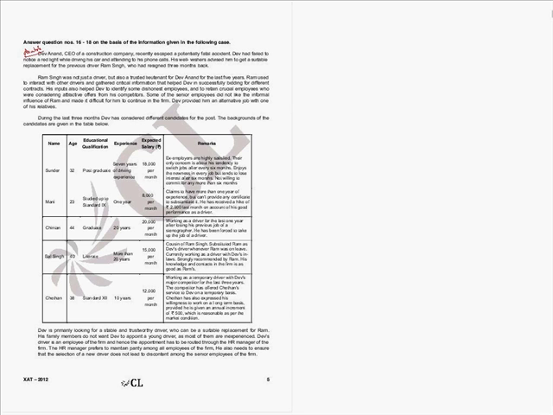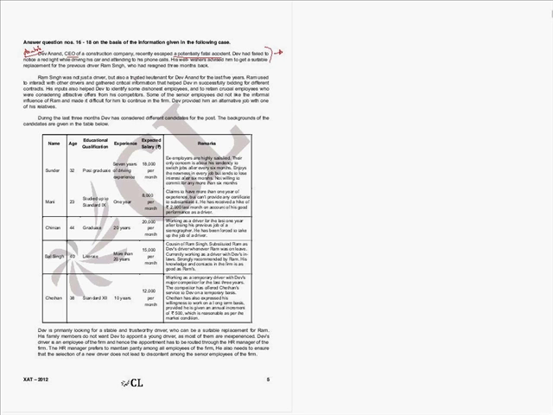Dev Anand, CEO of a construction company, recently escaped a potentially fatal accident. Dev had failed to notice a red light while driving his car and attending to his phone call. His well-wishers advised him to get a suitable replacement for the previous driver, Ram Singh, who had resigned 3 months back. So all I'm basically getting from this is a driver has resigned and he wants to recruit a new driver. Ram Singh was not just a driver, but also a trusted lieutenant for Dev Anand for the last 5 years.